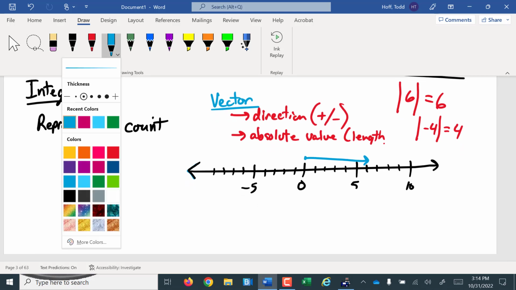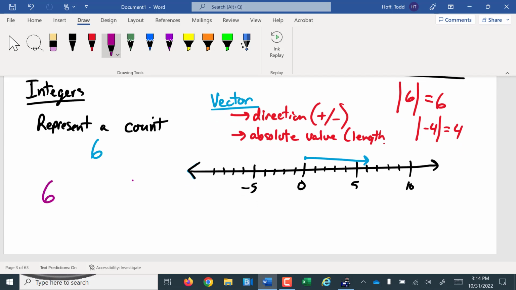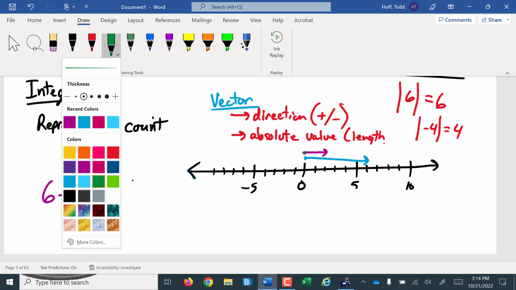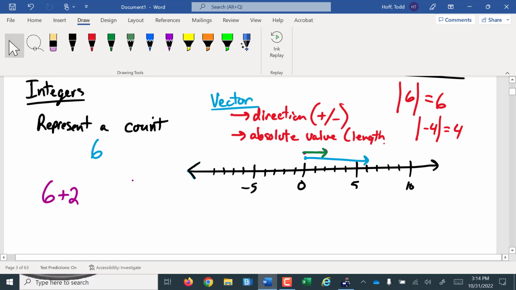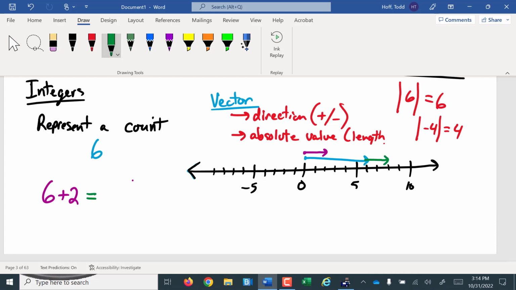So now if I wanted to do a problem like 6 plus 2, I have the vector for 6 there. The vector for 2 is going to look something like that. Addition is mechanically combining the two vectors. So I take the vector for 2 and I'll move it and I'll put it with the 6. Or I could have done the other. I could have taken the 6 and moved it to the end of the 2. Either way would have worked. And I see that 6 plus 2 ends up at 8. Well, we all knew that 6 plus 2 was 8. We did not need the vectors to do that.